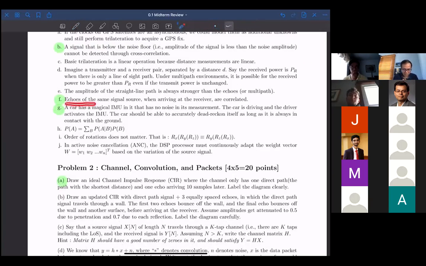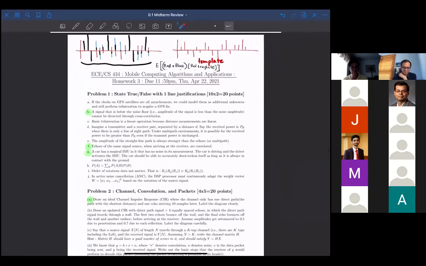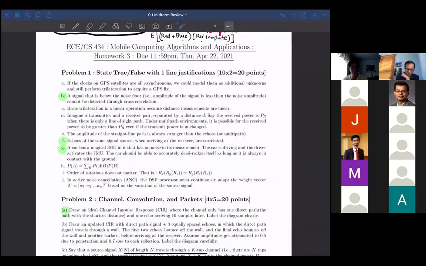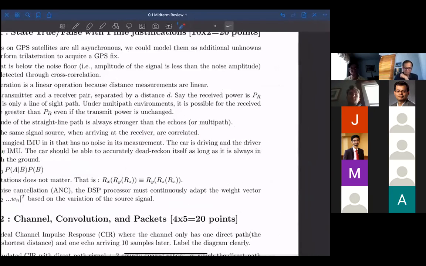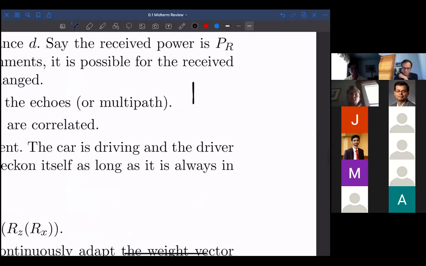Let's look at another one. Echoes of the same signal source when arriving at the receiver are correlated. True or false? Echoes of the same signal when arriving at the receiver are correlated. This is a signal. This signal arrives at the receiver from the transmitter on a direct path. So the received signal looks like this.